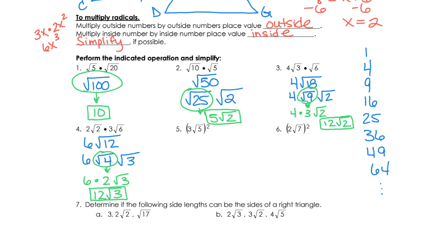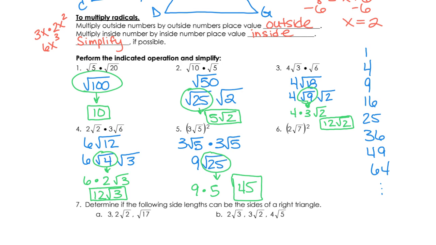Okay, next one up. 3 square root of 5 all squared really means 3 square root of 5 times 3 square root of 5, which ends up being outside numbers multiplied. 3 times 3 is 9. Square root of 5 times square root of 5 is square root of 25. And since 25 is perfect, we circle it, and that's 5. Bring down the 9, and 9 times 5 is 45.